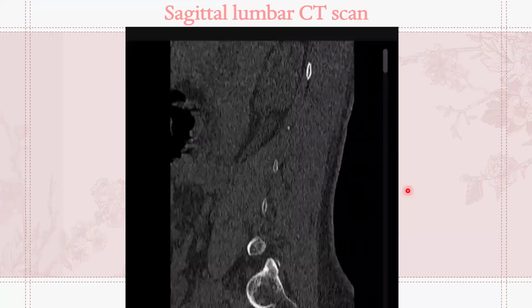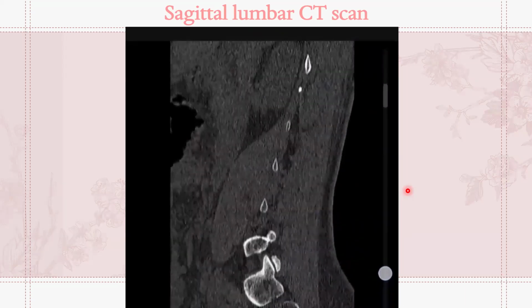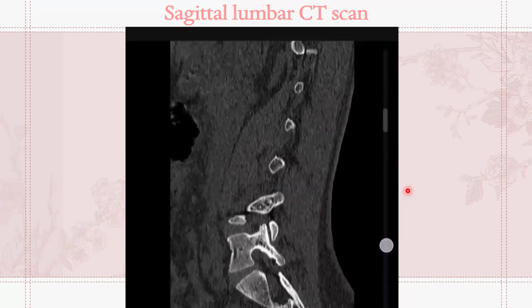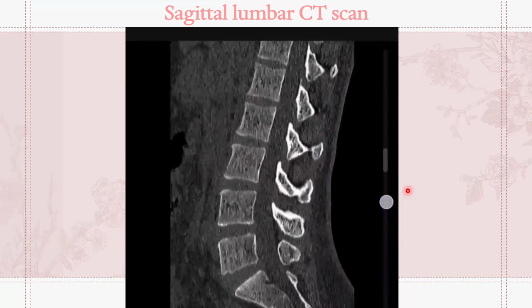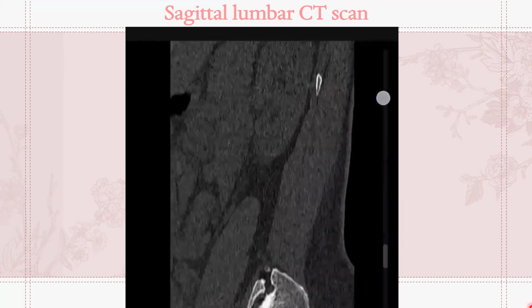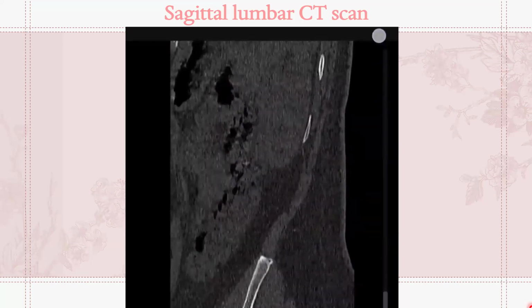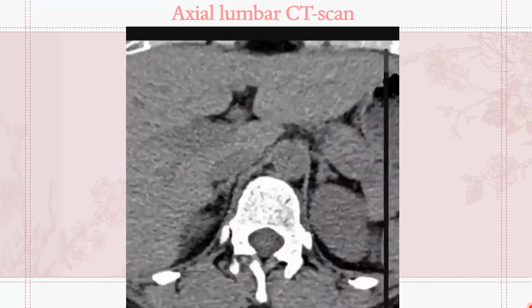This is a sagittal lumbar CT scan. This is an axial view of CT scan.